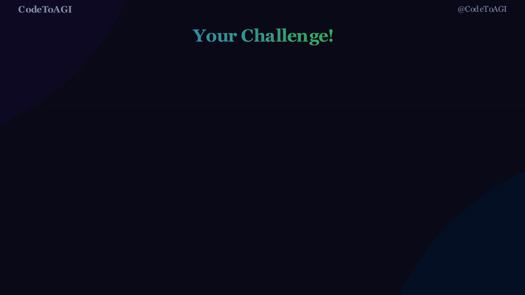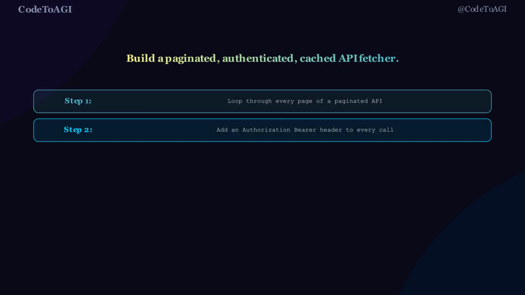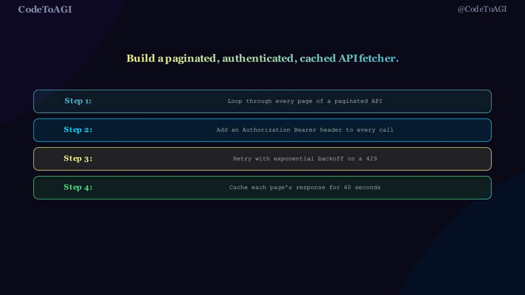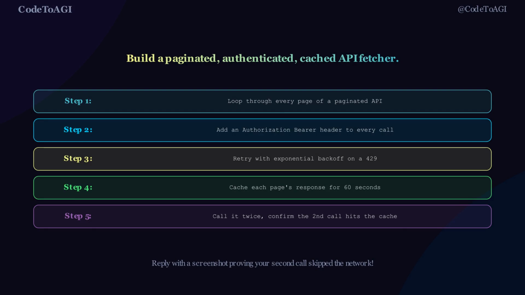Your challenge. Step 1. Write a function that loops through every page of a paginated API. Step 2. Add an authorization bearer header to every request. Step 3. Retry with exponential backoff whenever you get a 429. Step 4. Cache each page's response for 60 seconds. Step 5. Call it twice, and confirm the second call hits your cache. Reply with a screenshot proving your second call skipped the network.